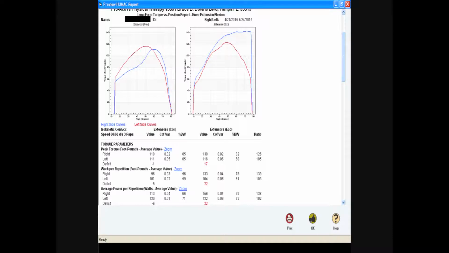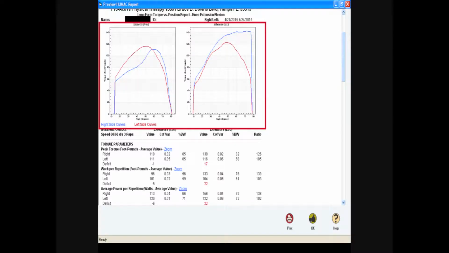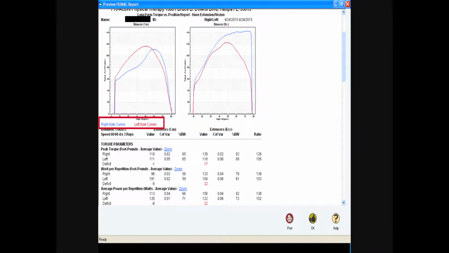So this is the test report for the quadriceps. At the top, we see 2 graphs. The graph on the left is concentric, and the graph on the right is the eccentric. The blue lines represent the right side, and the red lines are for the left side, which in this case are the involved side.